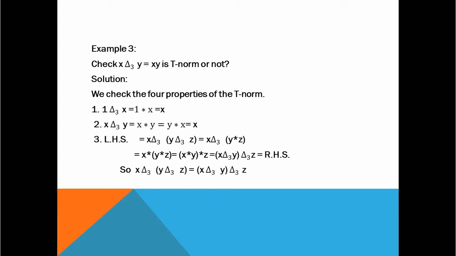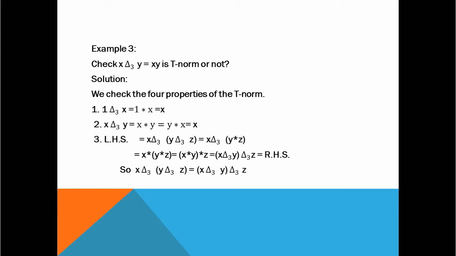Our example is: check whether x delta 3 y is equal to xy is a T norm or not. Now we check whether delta 3 is a T norm or not. What is delta 3? Delta 3 is basically the multiplication of two fuzzy numbers x and y. Now we apply the four properties of T norm and see whether these four properties are satisfied or not. If any one of the properties is not satisfied, then we say that it is not a T norm.